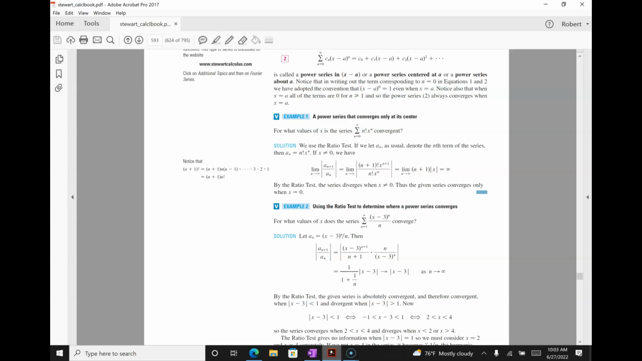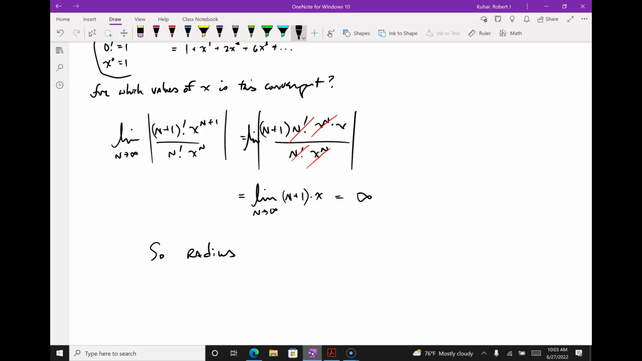By the ratio test, this thing diverges for all values of x, except for 0, except for the center. Right. So remember, we're doing the limit when n goes to infinity, not when x goes to infinity. We're going to let x be whatever it is. Exactly. So we pick an x, right?